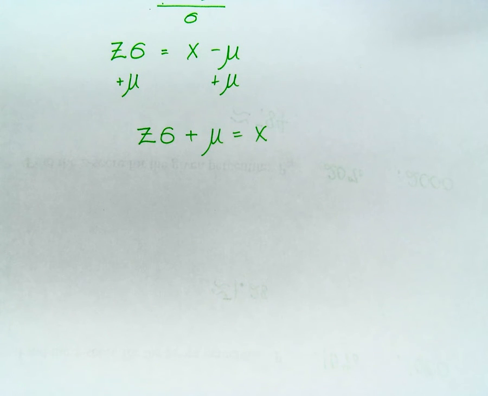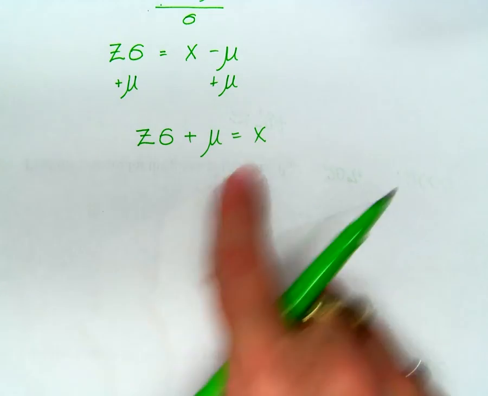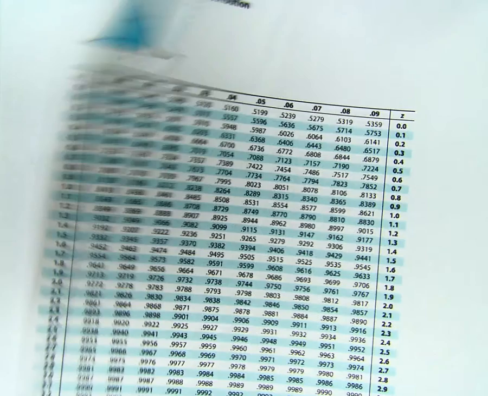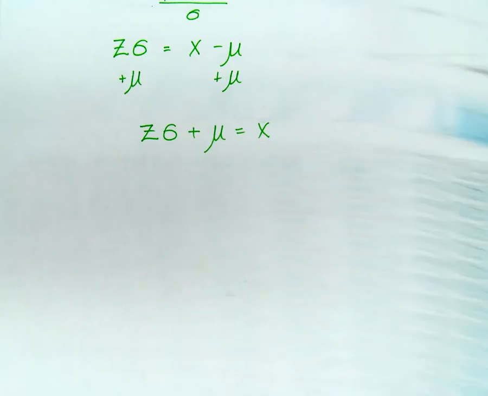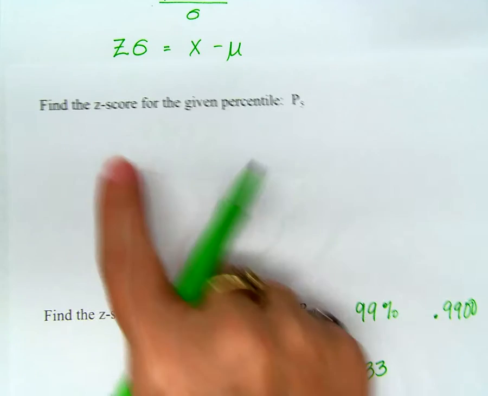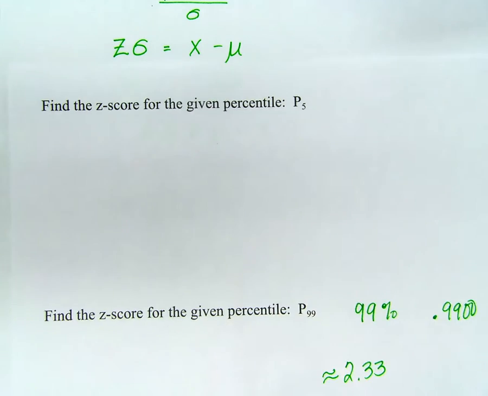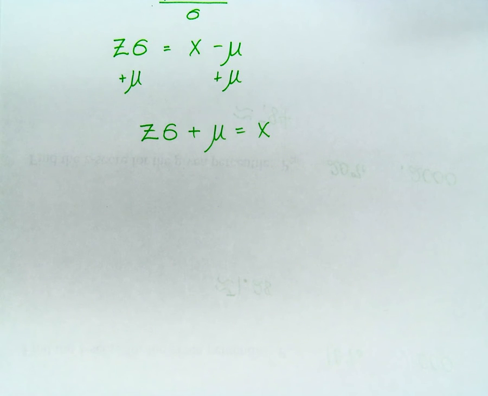Okay? So why would we need this instead of just being able to use a table like this? Well, all our problems aren't just give me a z-score if you know the percentile. Give me a z-score if you have the area or something like that, right? Sometimes the problems look like this.